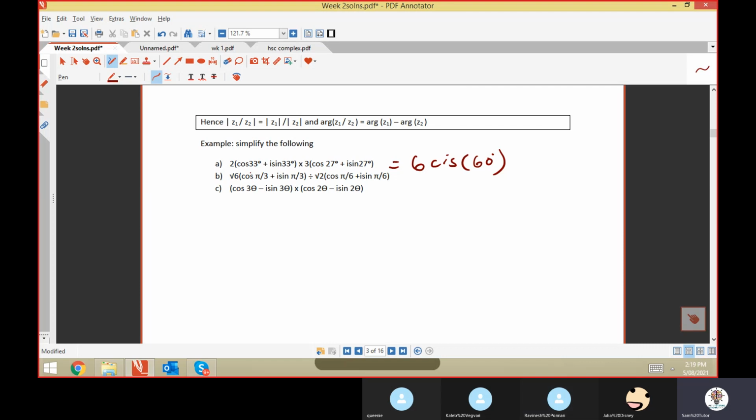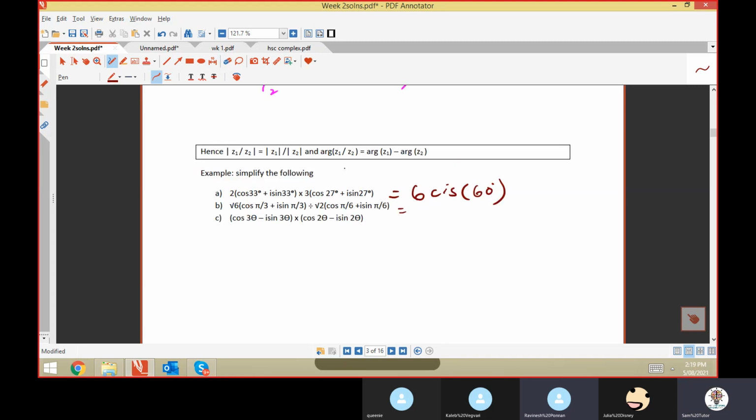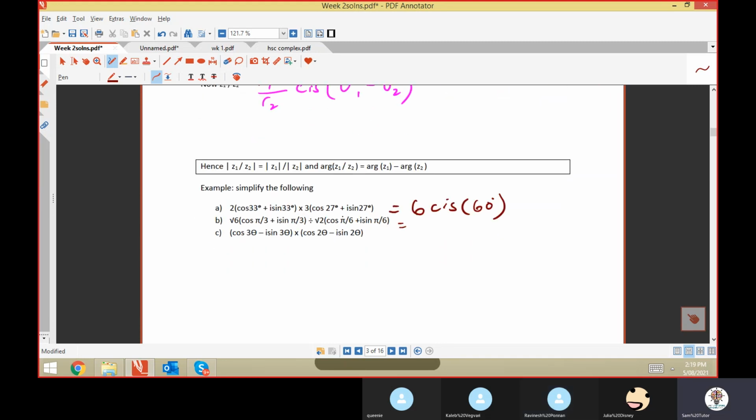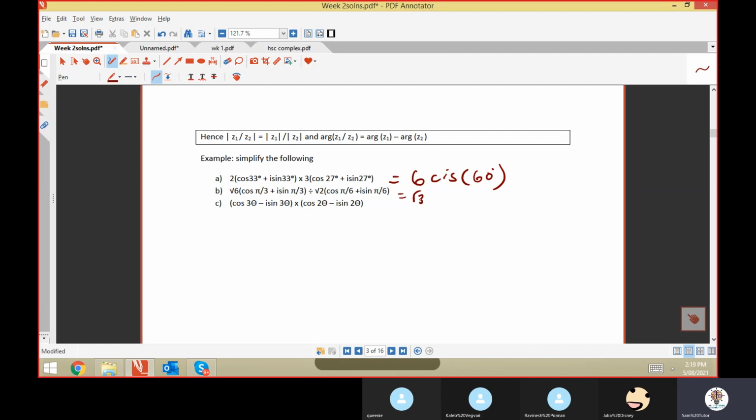Next one, root 6 cis pi on 3 divided by root 2 cis pi on 6. Root 6 on root 2. Caleb, what's the answer? We're dividing this time. I'm not sure. 2 root 3. What do you do to the modulus when you're dividing in polar form? Oh, subtract. No, subtract was angles. Division. Yeah, division, so that should be root 3.